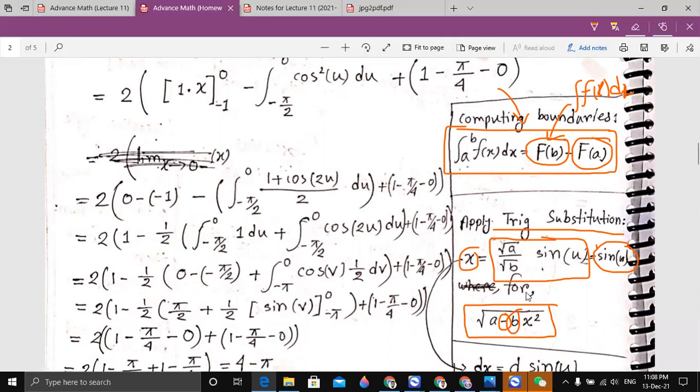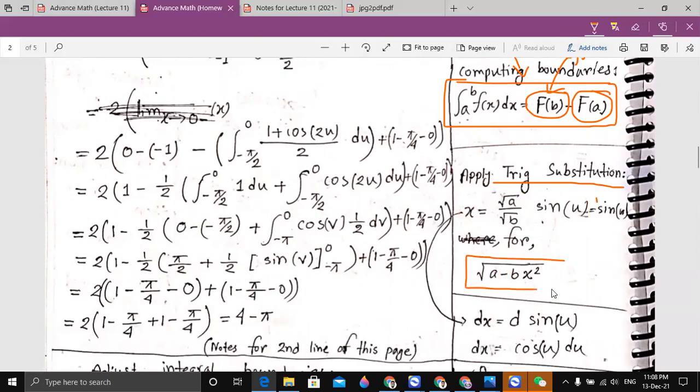Repeat this one. So if we get something like this way, like √(a - bx²), then we get x = √(a)/√(b) sine u.